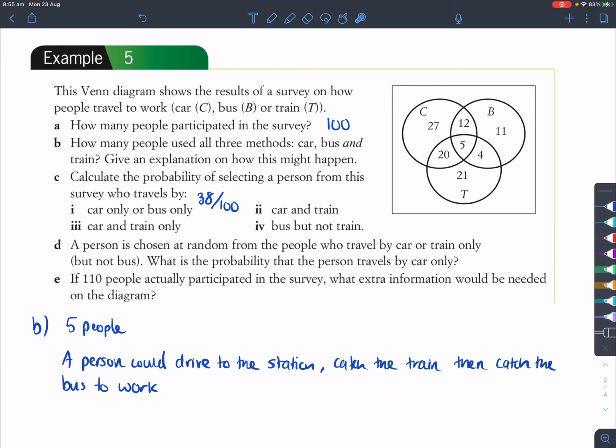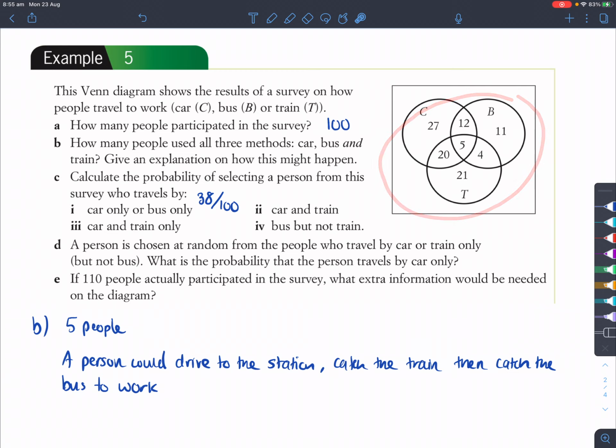Part 2, which is car and train. The people who catch the car and the train, well, that's the car's circle here, the train circle here. The overlapping bit of those two circles is here. So these people would catch the car and train, and this includes the people who also catch the bus. This doesn't tell you whether they catch the bus or not, but it includes both of them. So you can assume that this is also ticked in, as well as the people who only catch the car and train.